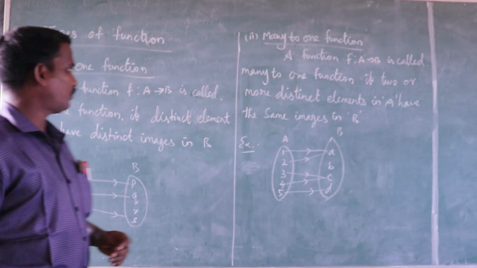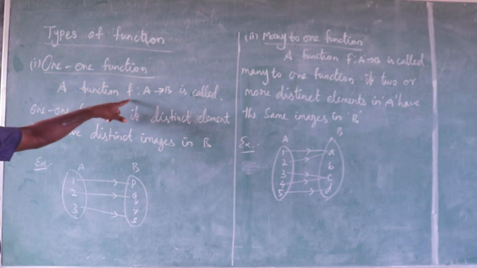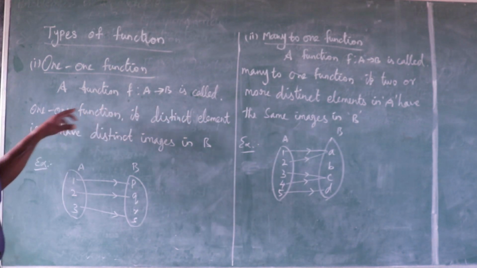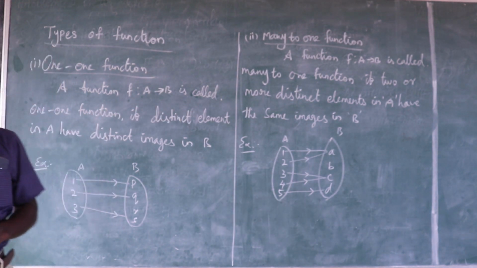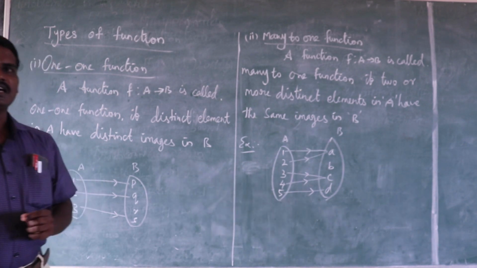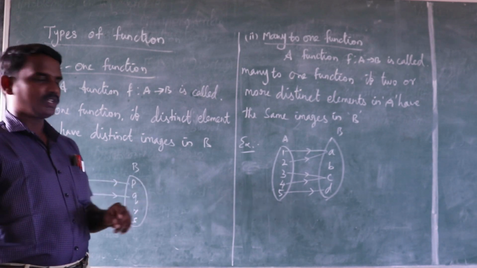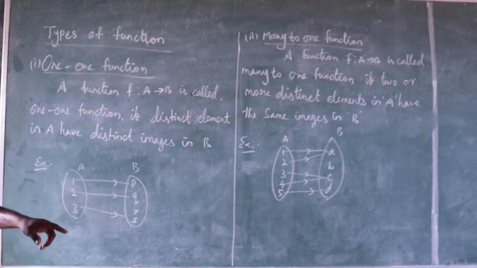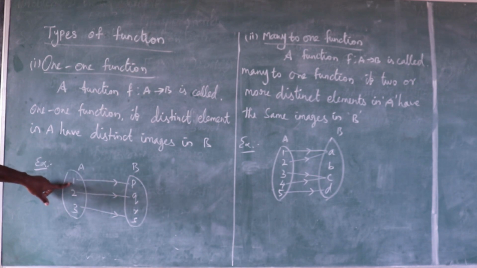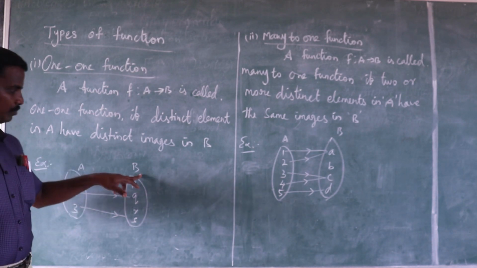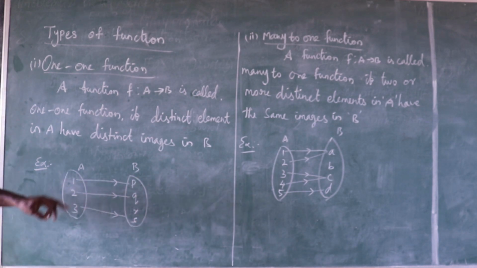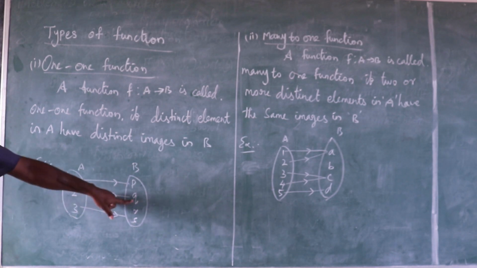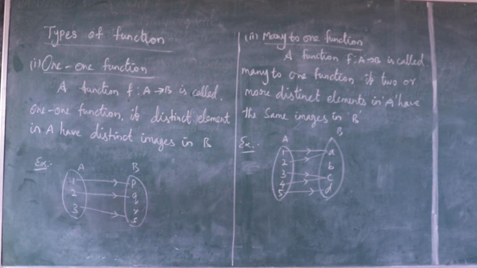Okay. First, one-to-one function. A function f from A to B is called one-to-one function if distinct elements in A have distinct images in B. For example, here in set A consider the elements 1, 2, 3, and in set B we have P, Q, S, and the relation is 1 to P, 2 to Q, 3 to S. Like this, such functions are called one-to-one function. This function is also known as injection.